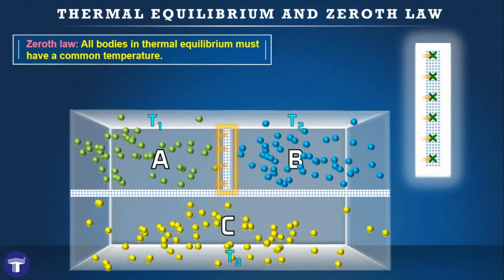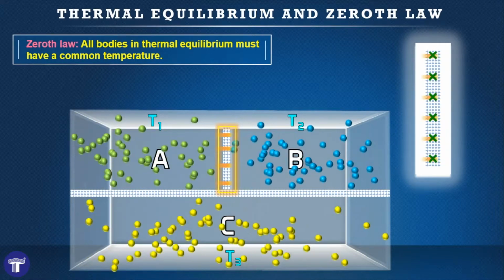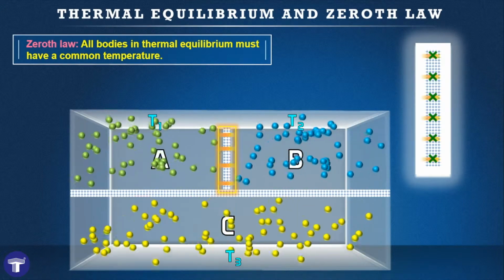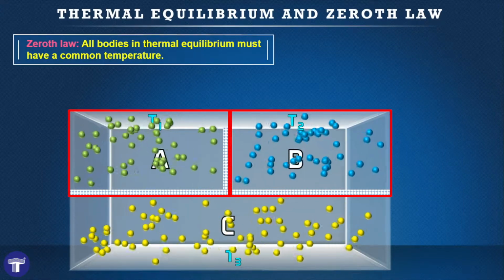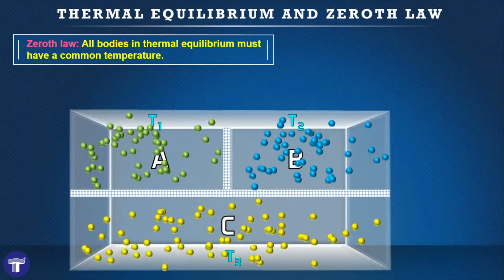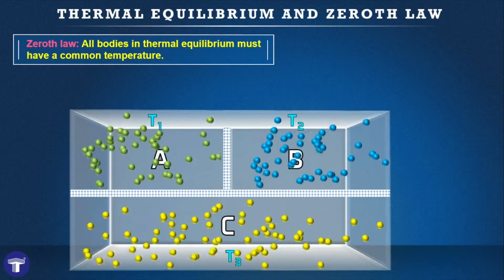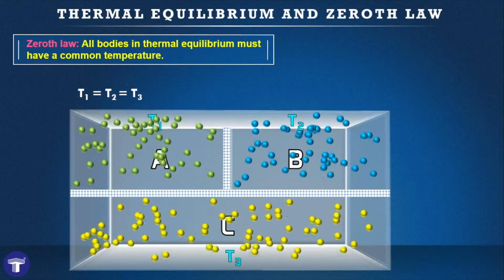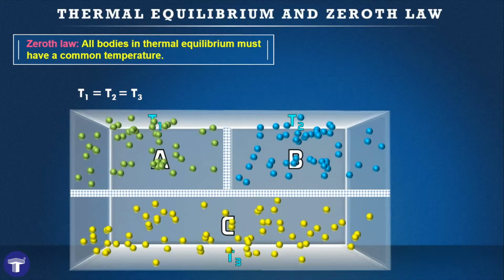We already saw that A and C had reached thermal equilibrium, and so had B and C, which would automatically mean that A and B were also in thermal equilibrium. So if A and C have a common temperature and B and C have a common temperature, then A and B also will have the same temperature, and this is the zeroth law of thermodynamics.